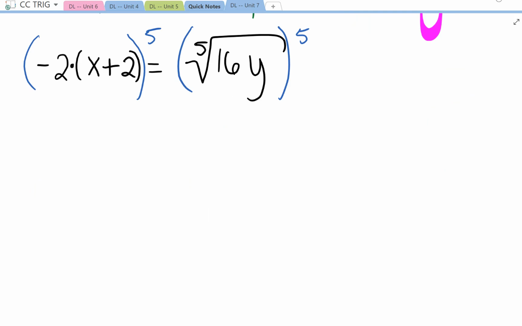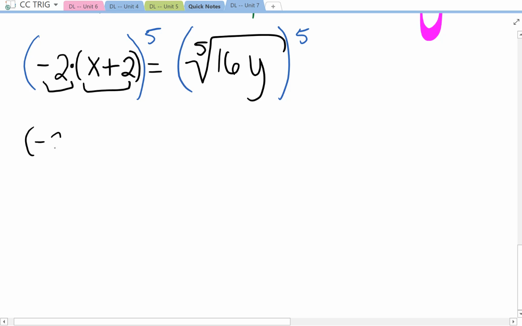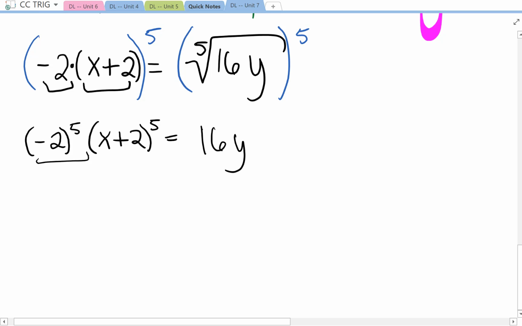On the left side, we have a product that is being put to the power of 5. So we can actually separate and apply the little 5 to each piece. So that would be negative 2 to the power of 5 times the quantity x plus 2 to the power of 5. Now the quantity x plus 2 to the power of 5 is just going to stay, but negative 2 to the power of 5, that you can actually simplify. So this is now 16y. What is negative 2 to the power of 5? It's negative 32 times the quantity x plus 2 to the power of 5 equals 16y.